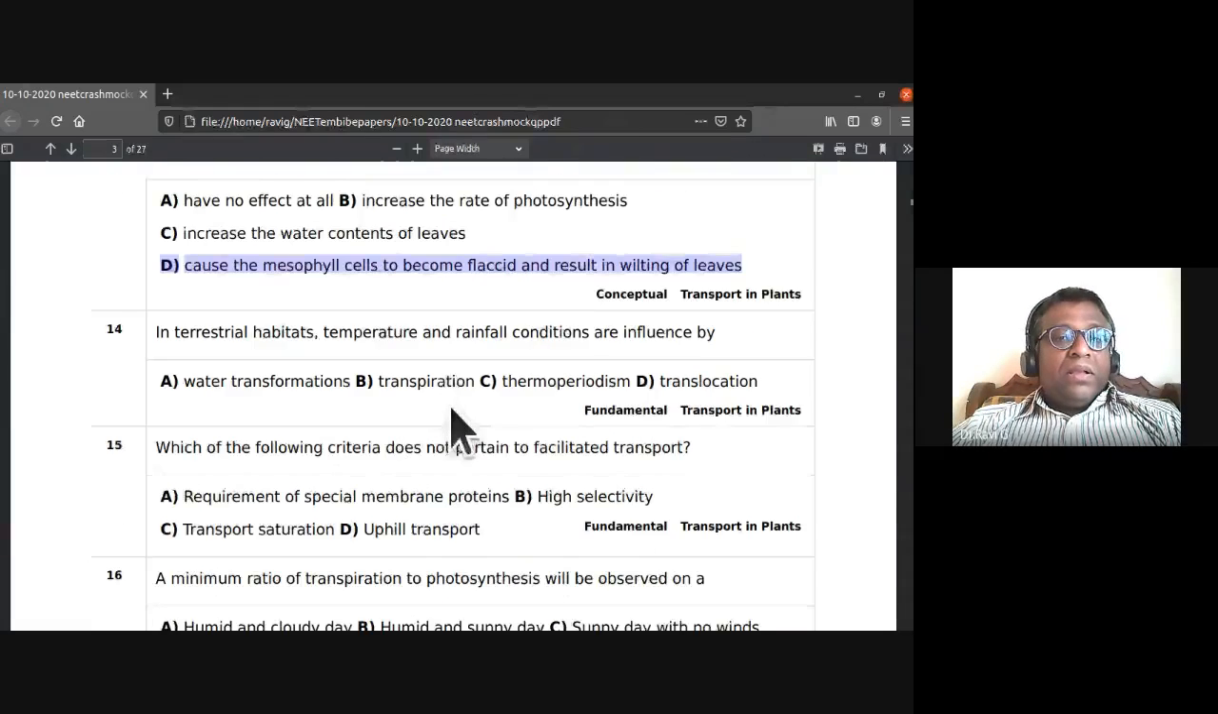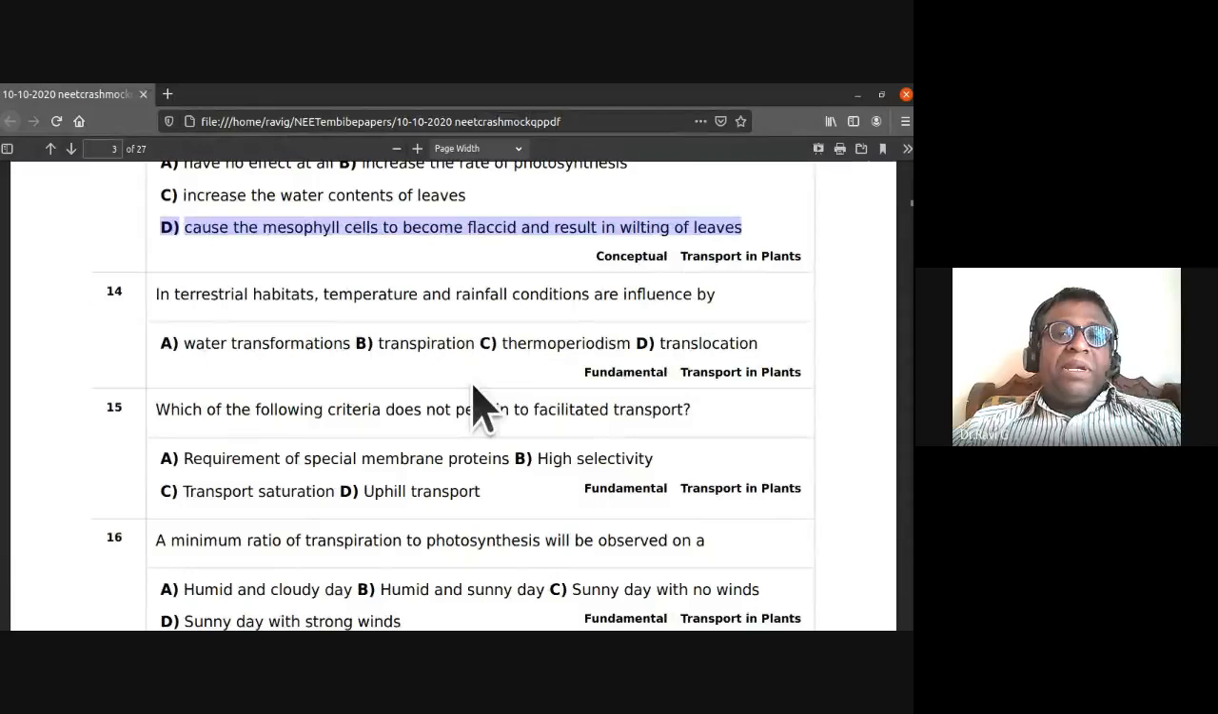Okay. In terrestrial habitats, temperature and rainfall conditions are influenced by water transformation, transpiration, temperature and rainfalls are influenced by transpiration. So 14th one, B is the answer.